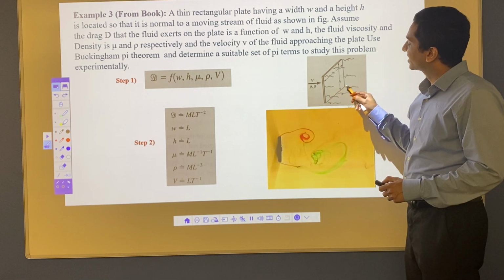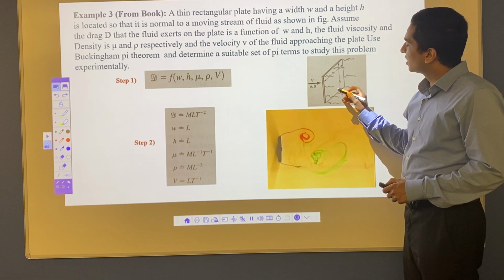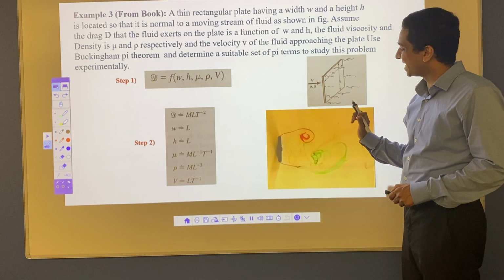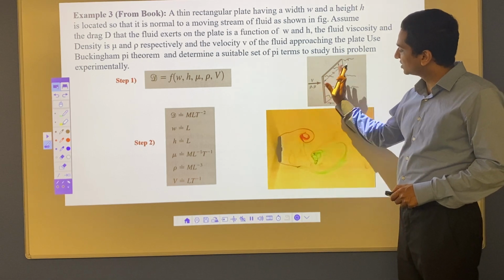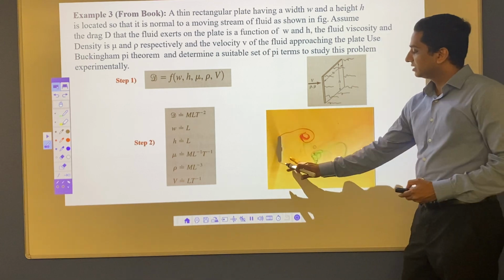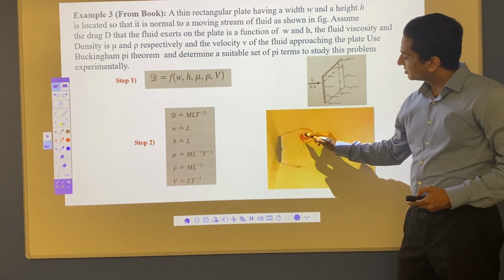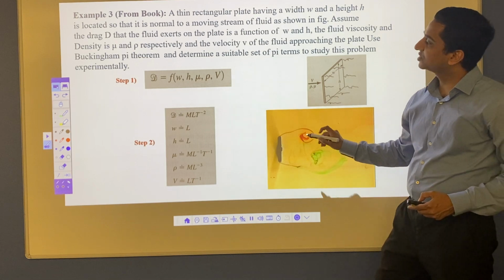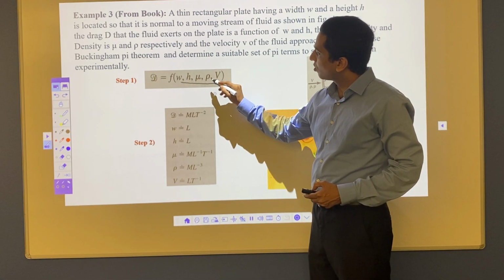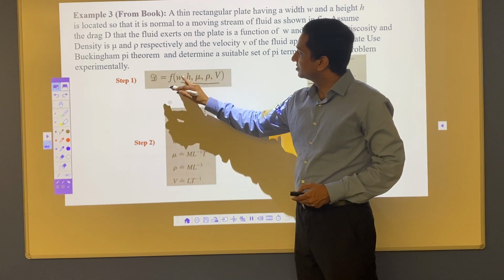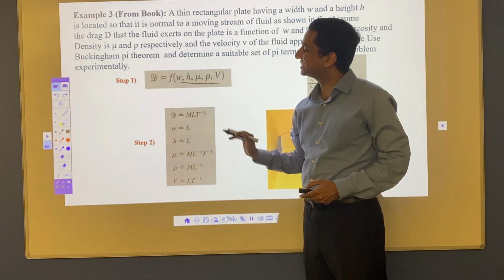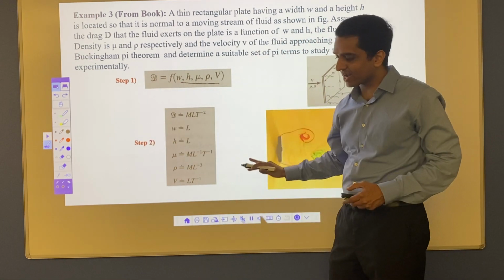We have this thin rectangular plate and we want to develop a suitable set of pi terms for the drag force on this plate. What's happening is that the plate is inside a fluid, inside water, and as water flows, this drag force is formed, and that drag force is a function of these 5 variables. We want to find the pi terms for this problem, a combination of these 6 variables. So we start with Buckingham pi analysis.